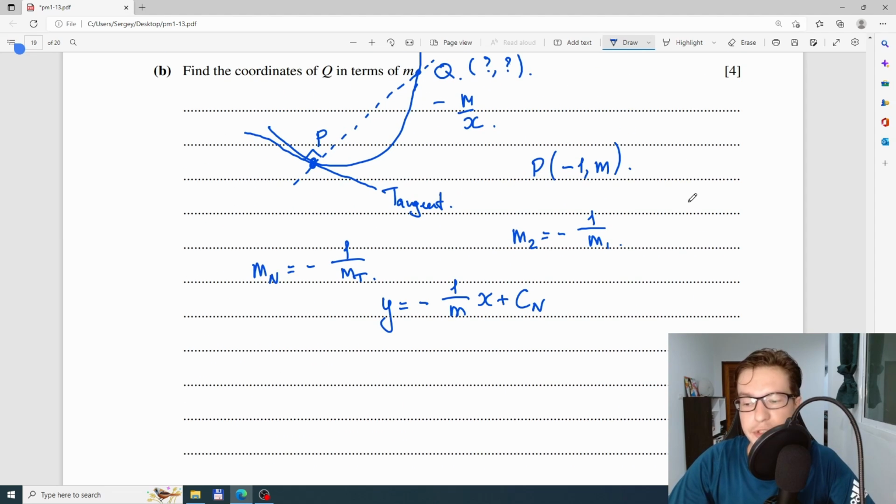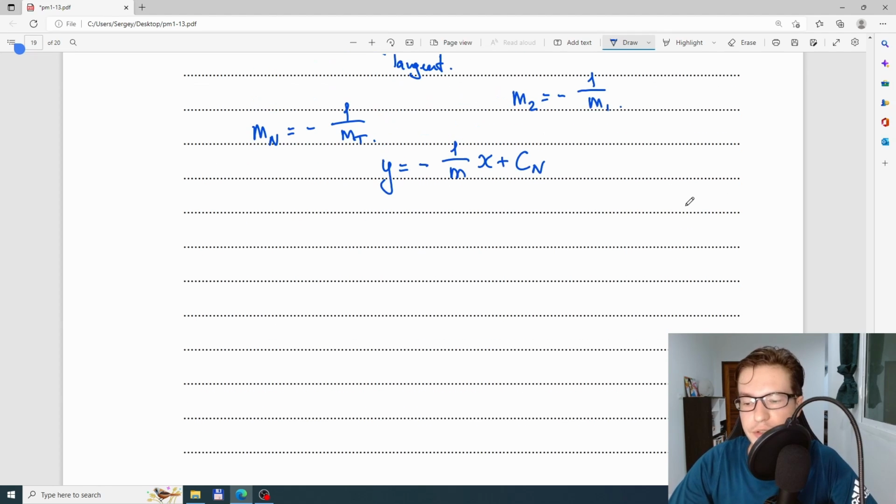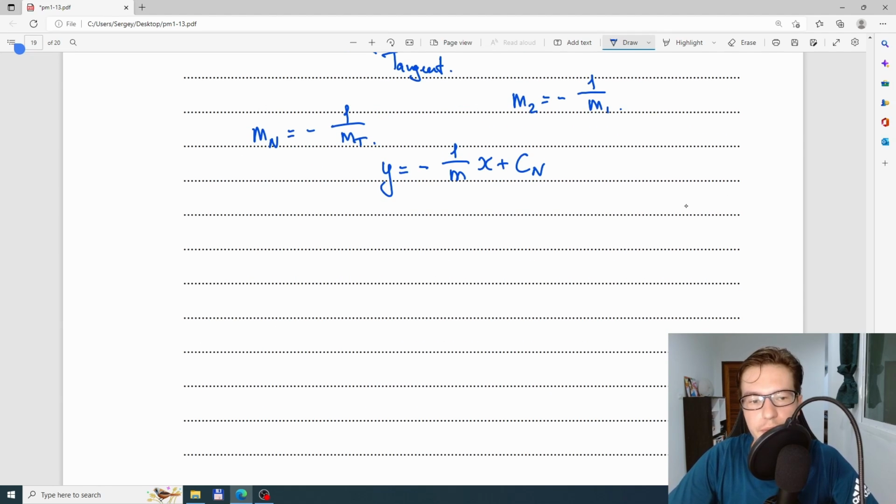Okay, now, what happens at the point of intersection? The y-coordinate of the curve must be equal to the y-coordinate of the normal. So that means we've got the curve, minus m over x, and then the equation of the normal, minus 1 over m x plus cn, and they must be equal.